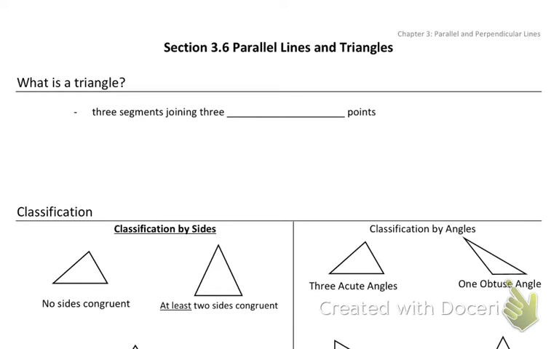So what is a triangle? Well, it's three segments joined by three points, not just points, because I could put points in a straight line. Would that be a triangle? No. Not quite. What is something that says that all three of them can't be on the same line? Non-collinear. They can't all be on the same line.